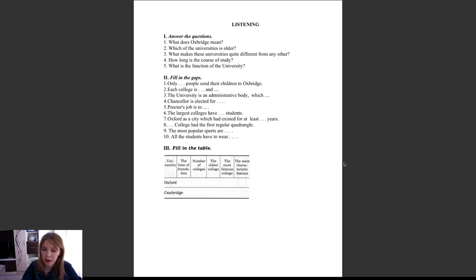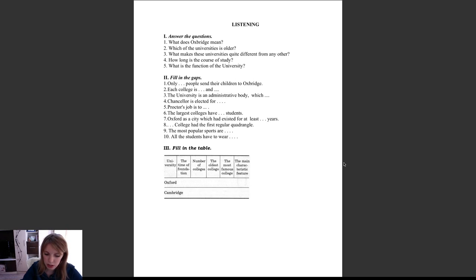Each college has its staff called fellows. The university is merely an administrative body which organizes lectures, arranges examinations, grants degrees. Each college has its name. Most colleges have their own dining hall, library, and chapel. The university has laboratories and research institutes and other educational facilities. All the lectures are organized by the university.